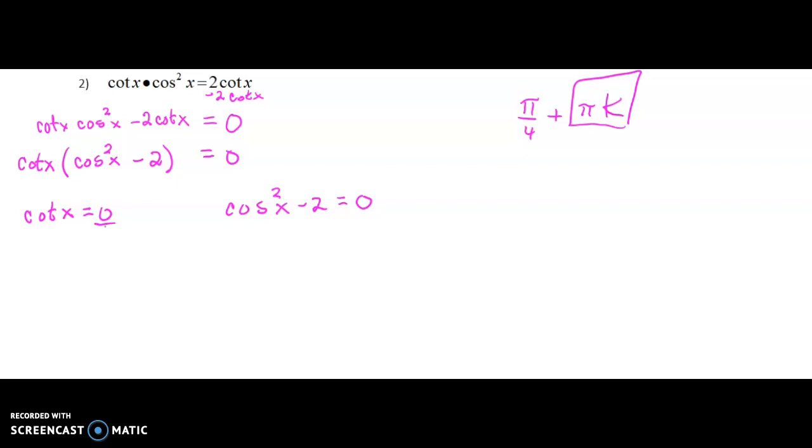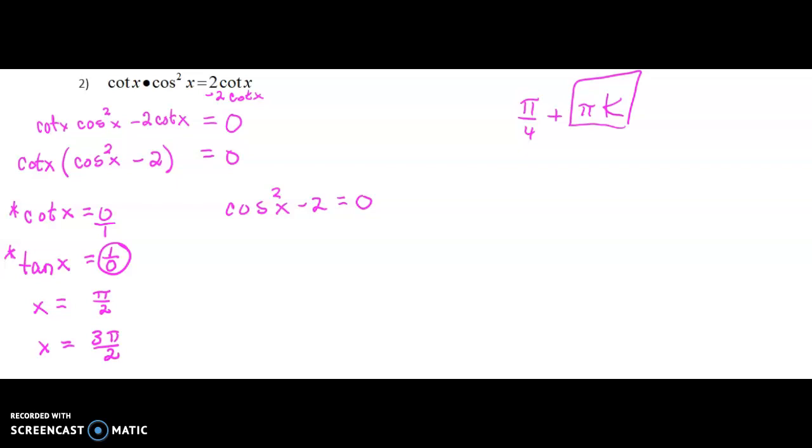So this is 0 over 1. It might be easier for us to think of it as the reciprocal of cotangent, and the reciprocal of 0 over 1 is 1 over 0. So now we're answering the same thing, but we're a little more familiar with tangent. So what angles are undefined? That would be pi over 2 and 3 pi over 2.